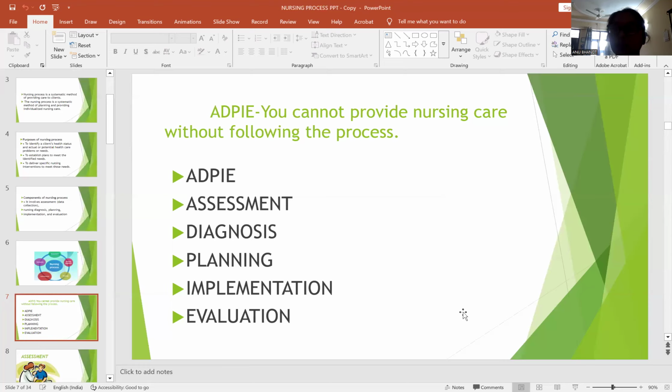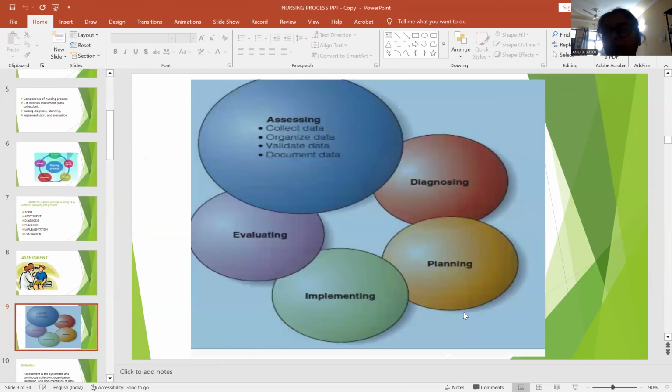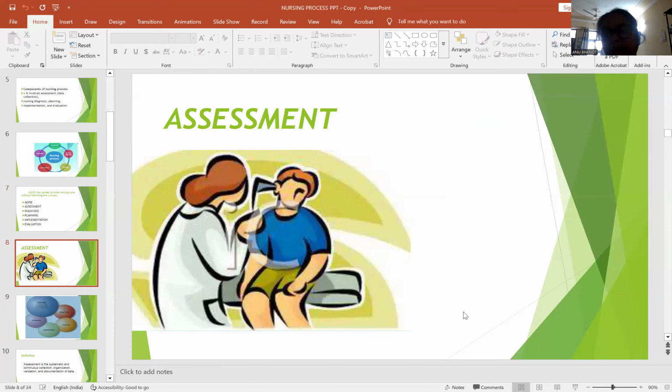Why do we follow this process? Because if we have to provide good, effective care, we have to follow these steps step by step, to minimize any problems and to provide effective care. That is why we follow the steps.